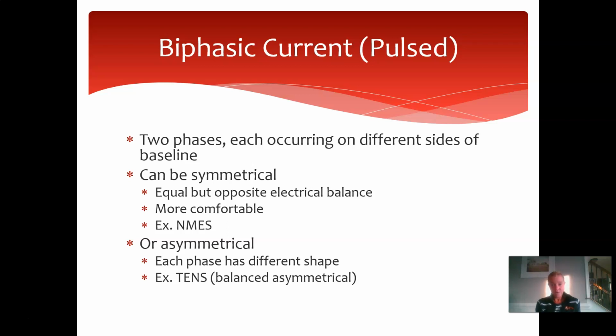TENS, which you may have heard of as well, is usually a home version of interferential current. For the most part, it can be prescribed for patients who have chronic pain, and it's an asymmetrical type of current, but it's actually balanced. So it is typically considered a very comfortable type of current as well.